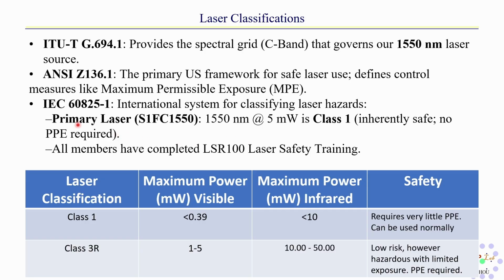And we have our IEC 60825-1, which is an international system for laser hazards. It classifies like Class 1 and Class 3R. The Class 3R is the most powerful laser we have in the lab, but we aren't really using it. Our primary laser is 1550 nanometers at 5 milliwatts and a Class 1. It's safe, but still wear PPE just in case.